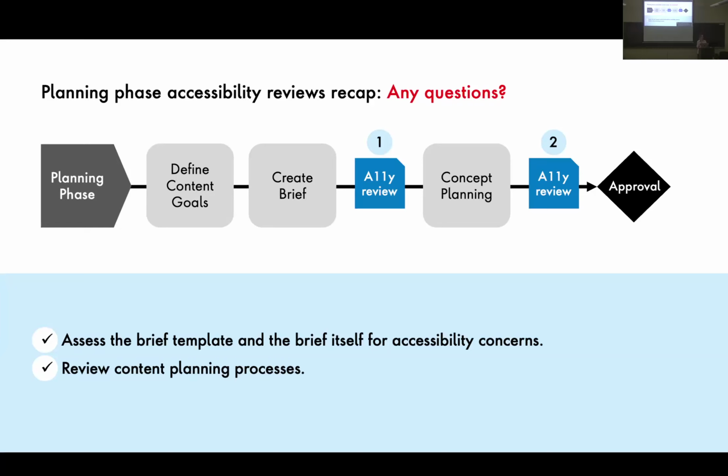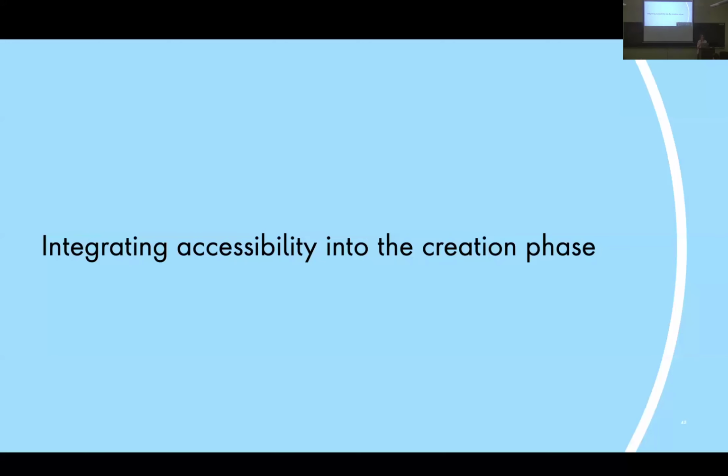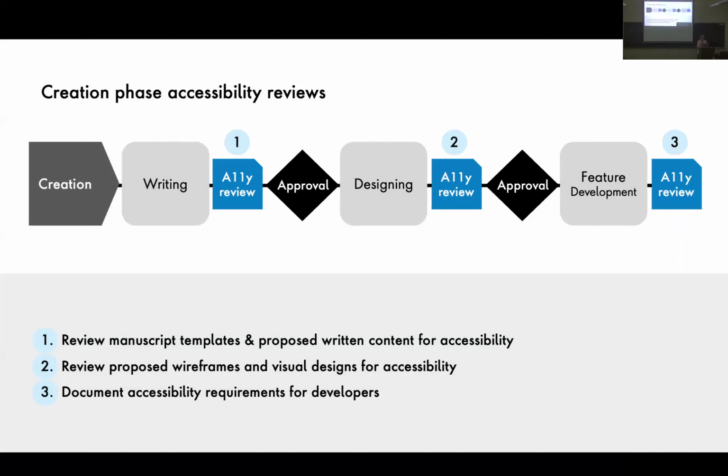All right, let's move on to the creation phase. During the creation phase, we usually recommend doing 3 accessibility reviews. The first one is reviewing the manuscript templates and any proposed written content for accessibility. The next is reviewing the wireframes and visual designs for accessibility. And the third one is documenting accessibility requirements for developers.